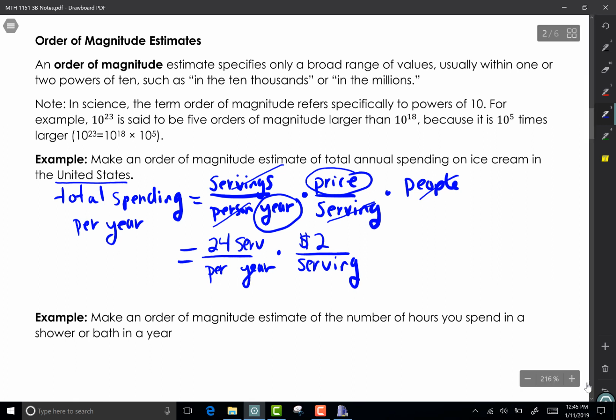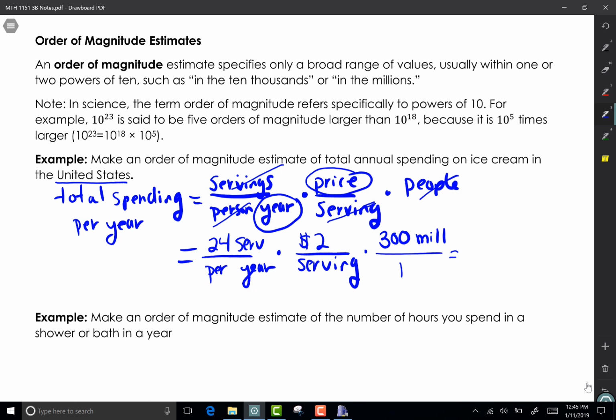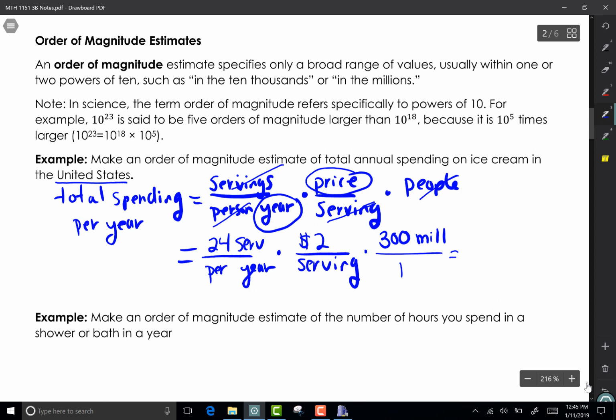And when I looked it up, I found that there's 300 million people in the US, approximately. So when I multiply this all out on the calculator, I'm going to get 24 servings times $2 a serving times 300 million people. You're going to get 1.4 times 10 to the power of 10, and that's in dollars, and that's per year. And that is because I got rid of servings, and then this is the number of people. So I'm left with dollars per year.